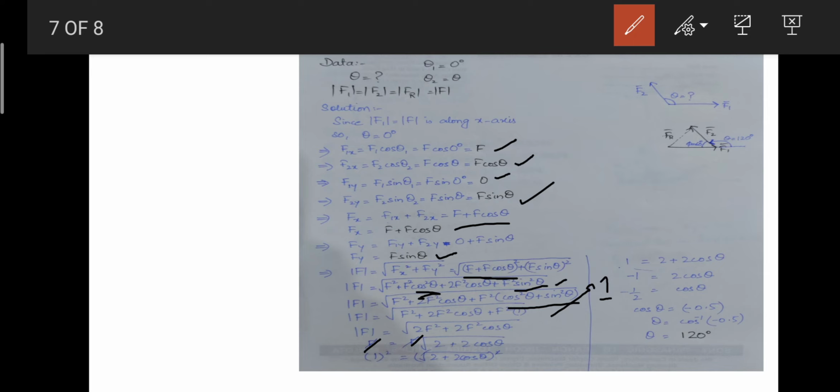Taking out the square on both sides, what we finally get, 1 equals to 2 plus 2 cos theta. Taking 2 on the other side, we get minus 1, so minus 1 by 2 equals to cos theta. Minus 1 by 2 is equal to 0.5, so cos theta is equal to minus 0.5. Now we are calculating the value of theta, so taking the cos inverse of this, we get theta equals to 120 degrees. So we see that this angle between f1 and f2 is going to be 120 degree, right? So this was which we have to calculate.